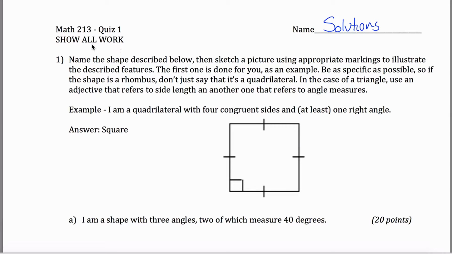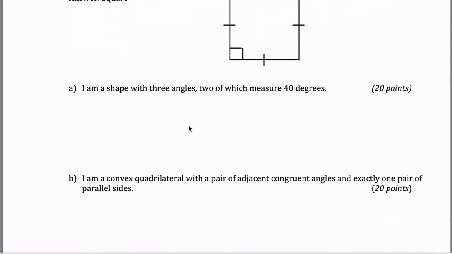All right, here are solutions to quiz 1 for Math 213. In this first one, you are kind of naming the shape. So here it says I'm a shape with 3 angles. Okay, you're thinking triangle. I'm not even going to write that. 3 angles, you got a triangle.